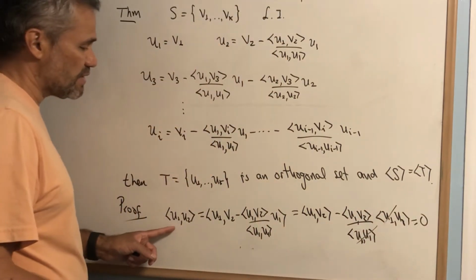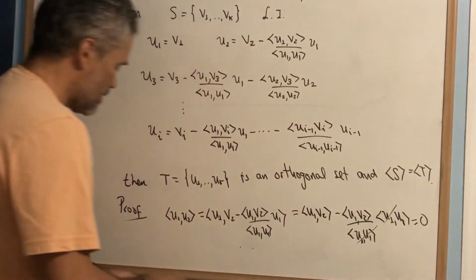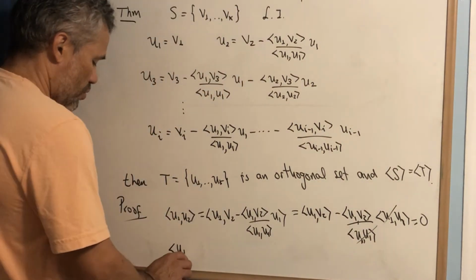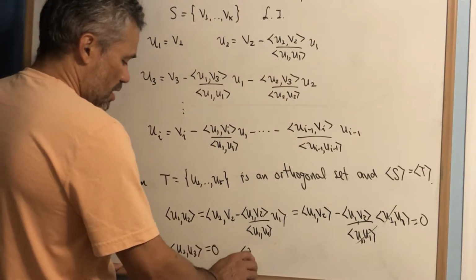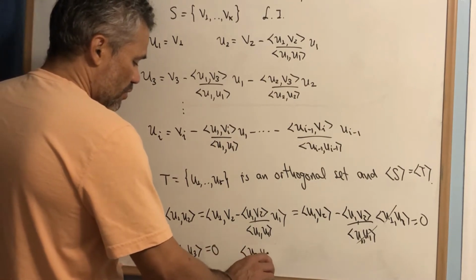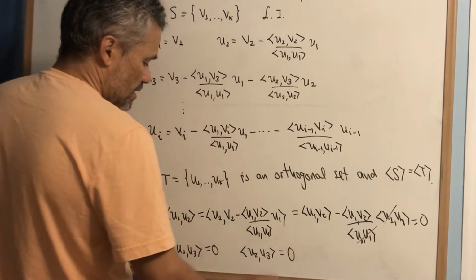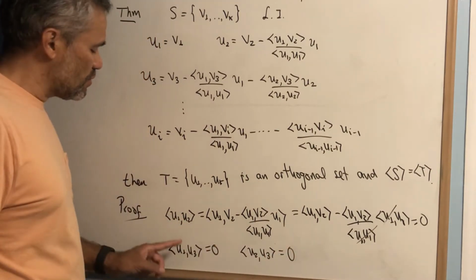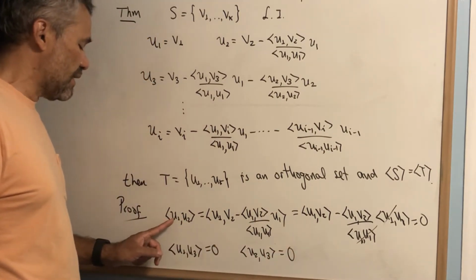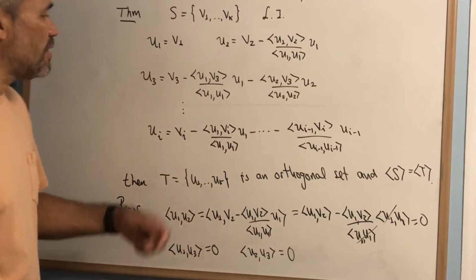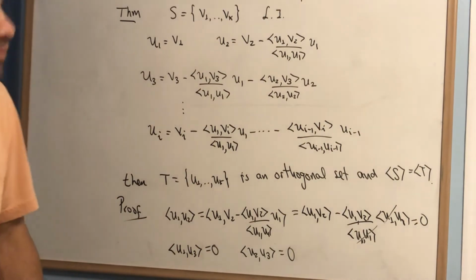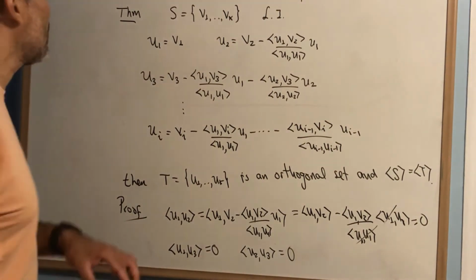Once we have shown that this inner product is 0, then we can show that the inner product of U1 with U3 is 0, and U2 with U3 is equal to 0. In the proof of these two, we need to use the fact that the inner product of U1 and U2 is equal to 0. Then the proof follows by induction. Let's do an example.